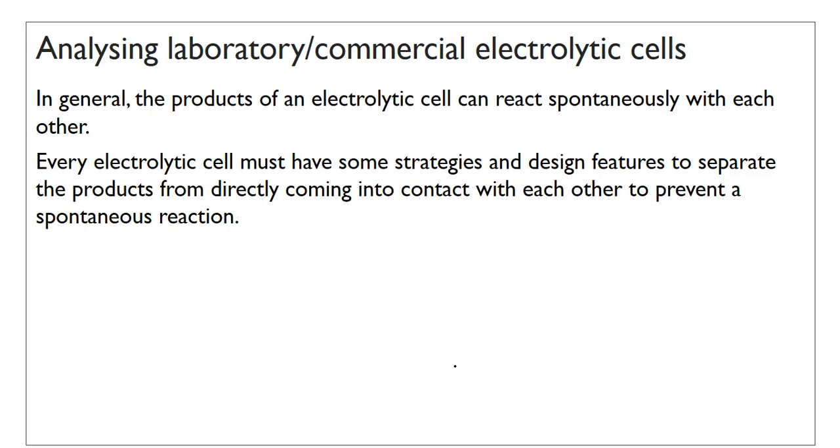Anyway, just to recap, I think the main point I want to make using this particular example is that you need to have some strategies in the electrolytic cells to separate the products of electrolysis from directly coming into contact with each other to prevent a spontaneous reaction. That's probably the main unique feature that is different from this cell and all the other examples that we looked at. I think that's it for example 1.